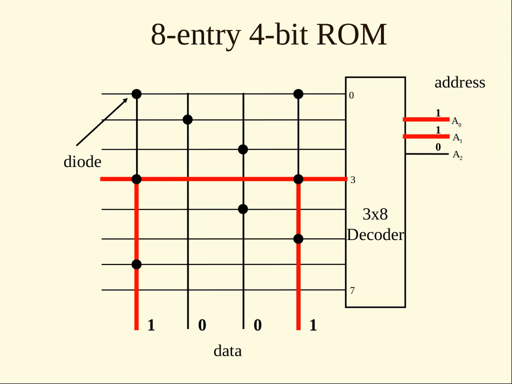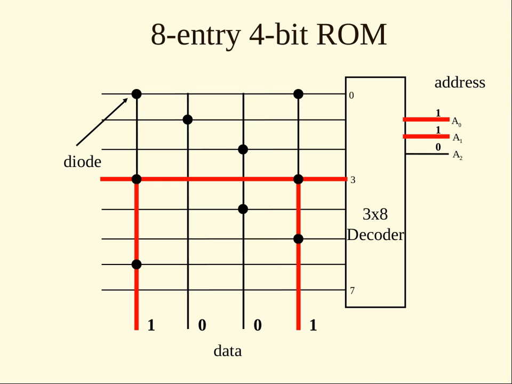Any questions on this? Why does it say 8 entry 4-bit ROM? It's the total value that you can enter. You can look at it from binary. So it's an 8 entry.